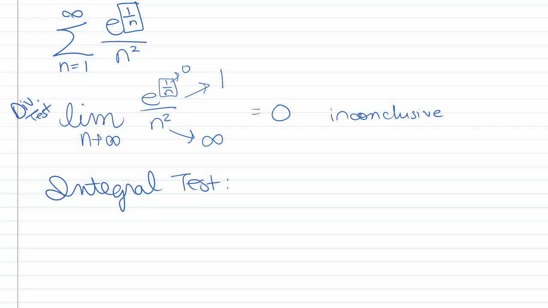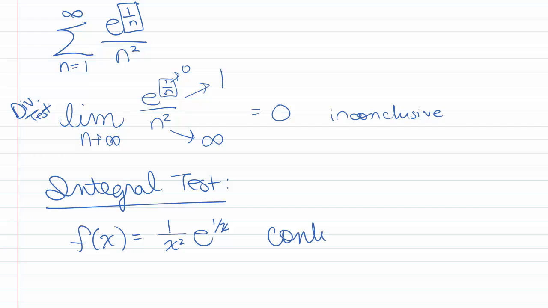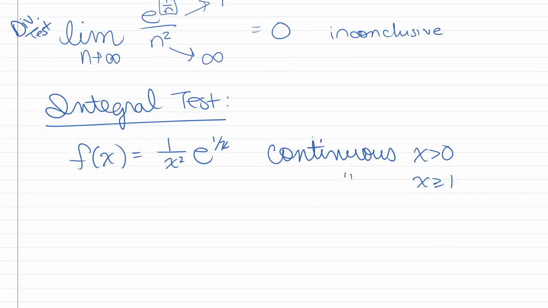Problem with the integral test is we have 3 hypotheses we have to check. So we need to know, is our corresponding function f of x equals 1 over x squared, e to the 1 over x, continuous? And it is continuous for x bigger than 0, so it's continuous for x greater than or equal to 1. Is it positive? It's always positive. E to a power is always positive. X squared is always positive, so it's positive for x greater than or equal to 1. And now we need to know if it's decreasing.